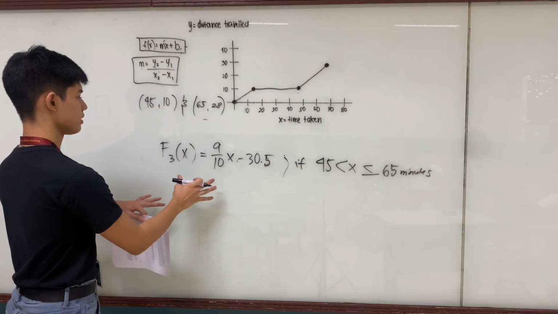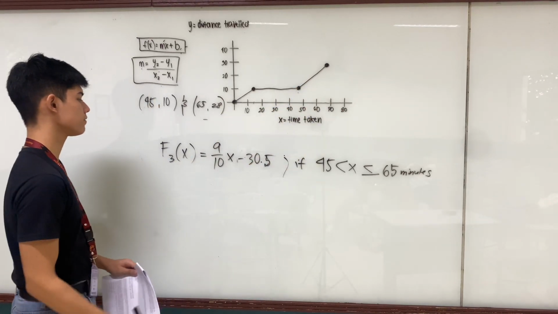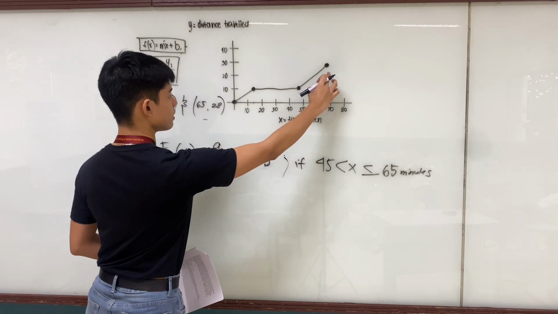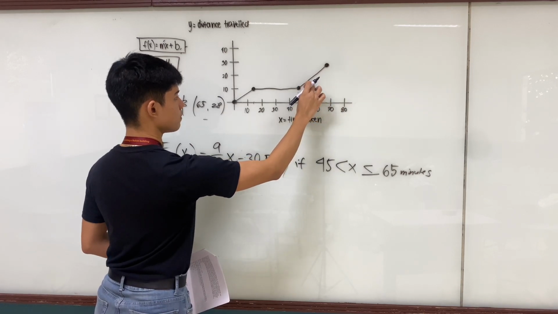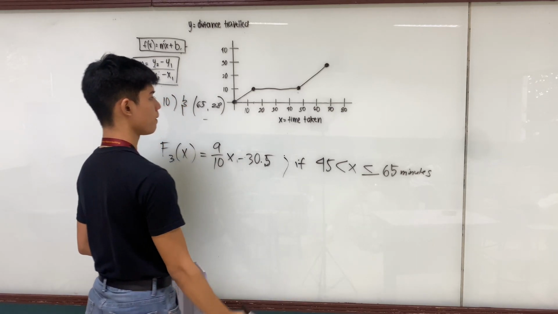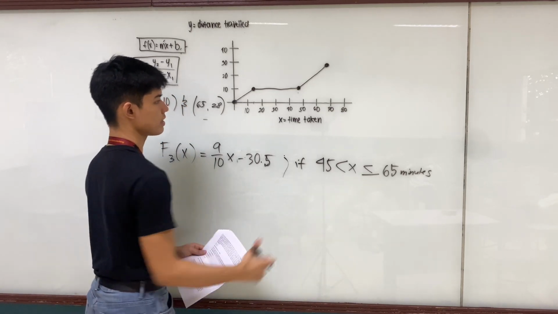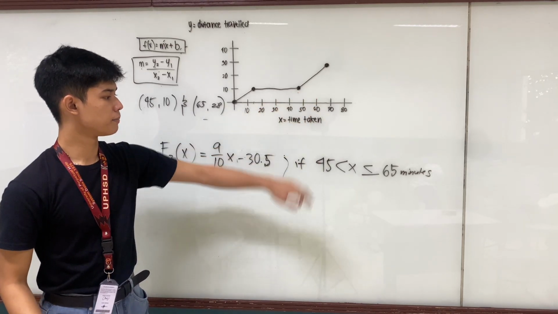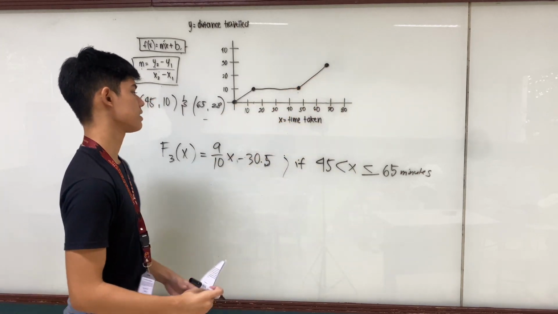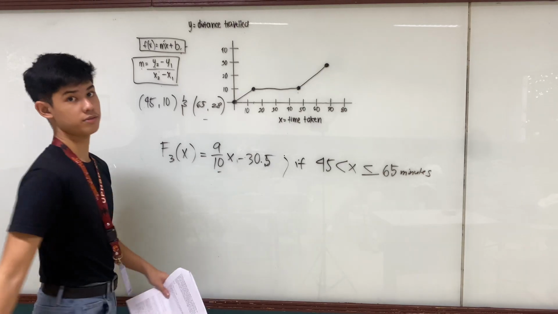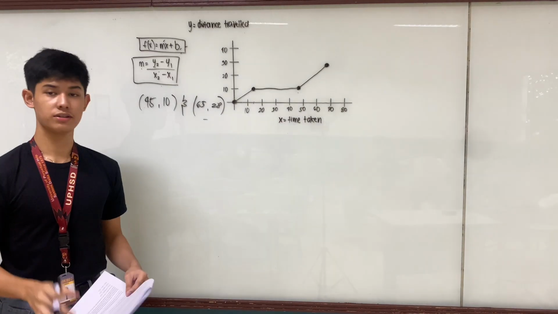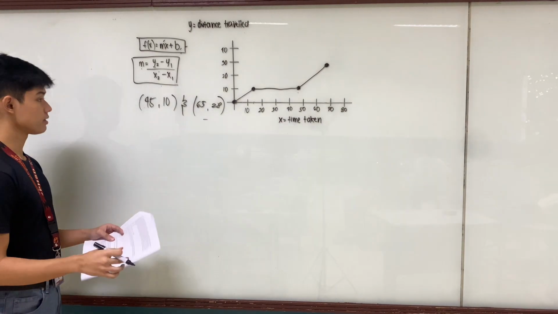So here we're going to connect with our graph. f sub 3 of x is equal to 9 over 10 x minus 30.5 here in these values. So whatever value in this line segment, this is our function to use, because this is the function to be used if x is greater than 45 but less than or equal to 65 minutes. So they have corresponding distances which will vary based on the value if we substitute for x. So now that we have our piecewise functions, let us now solve the problem.